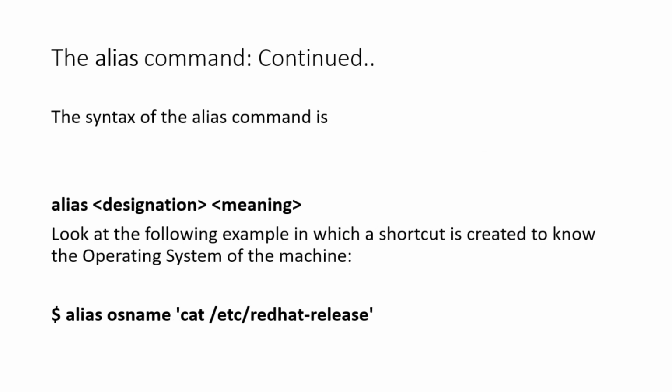We continue with the alias command. You can also assign an alias using the alias command and put it in the .cshrc file so that it can be available on all the shells. The syntax of the alias command is alias space designation space meaning.